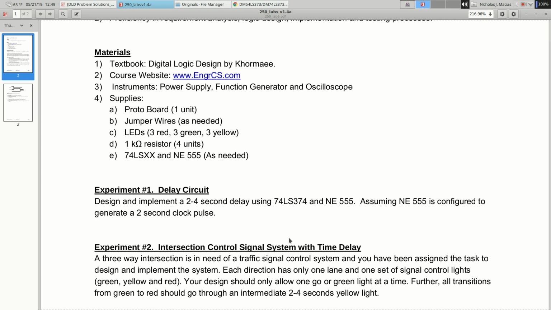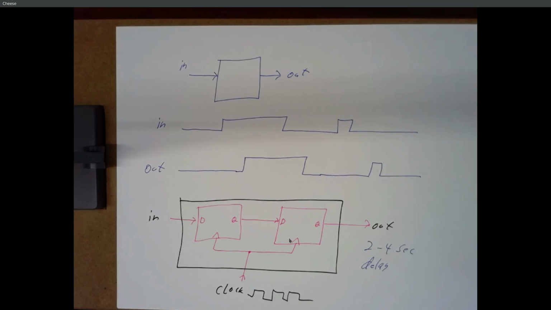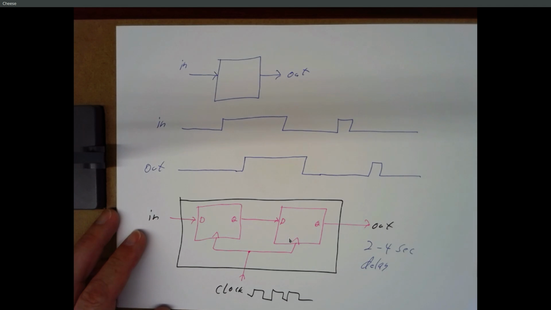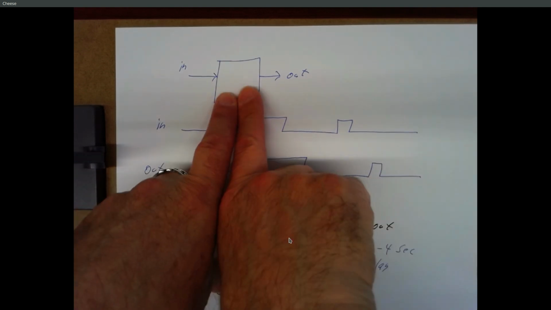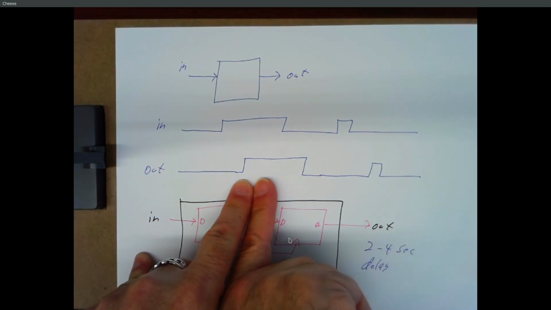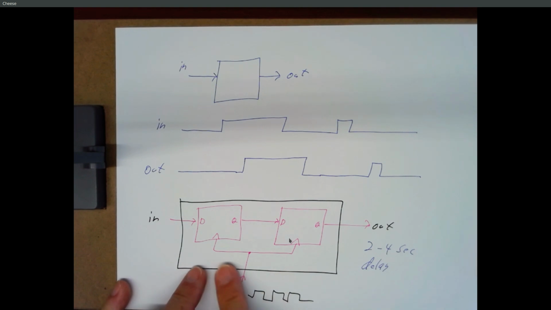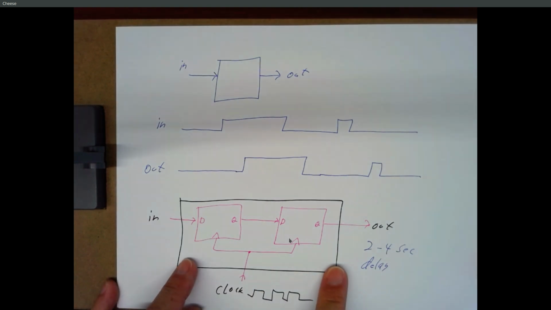So what do you need to write up here for your lab report? You're going to do all of this work. You're going to build this. You should talk about this in your lab report. Remember, you're trying to let somebody else reproduce your results. So experiment 1, we implemented a 2 to 4 second delay using this and this. Here's a system diagram. Here's a timing diagram for what we expect. Here's a block diagram of the implementation.